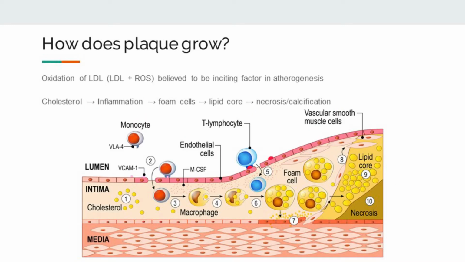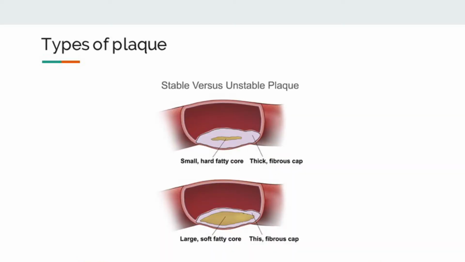The mechanism of plaque buildup isn't yet exactly understood, but oxidation of LDLs is thought to be the inciting factor. Cholesterol from the blood can seep into the endothelium of the blood vessels, which will attract monocytes. These monocytes become macrophages, which ingest the cholesterol. Then they become foam cells, which contribute to development of the lipid core, and over time cells die, they become calcified, and eventually form the necrotic center. So it's less of a painter painting over the walls and more of an inflammatory process that happens again and again over the years.